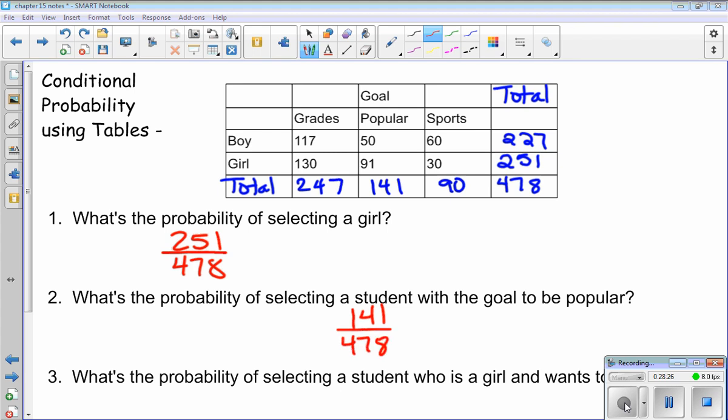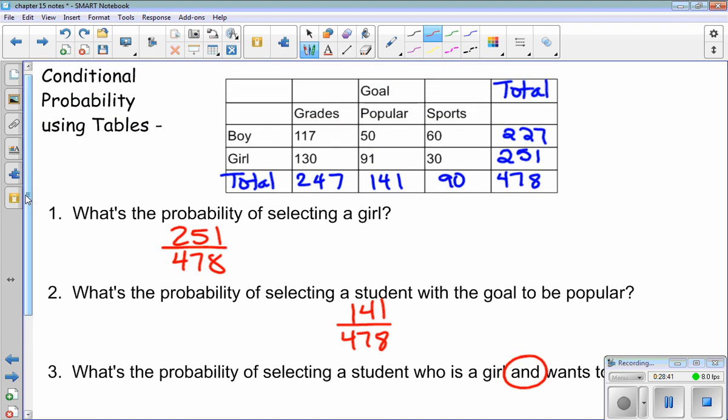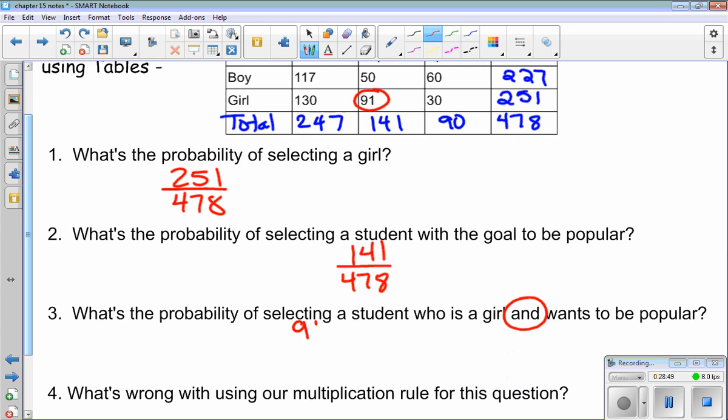All right, here we go. Third question. What's the probability of selecting a student who is a girl and wants to be popular? And means and wants to be popular. Isn't that 91 divided by 478? Okay. I agree with you.